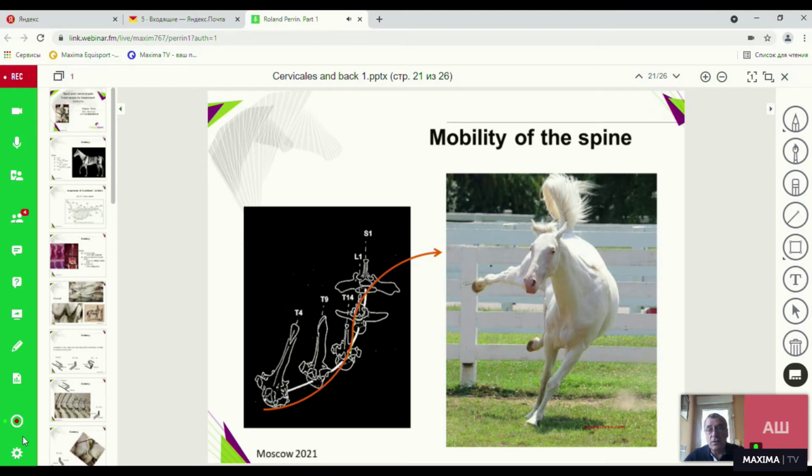When the horse is doing this kind of movement, you have a rotation of the vertebrae, and they can rotate in the opposite direction. So you have a rotation in the first thoracic part and another rotation in the other thoracic part, at the end of the thoracic part, as you see in the drawing.